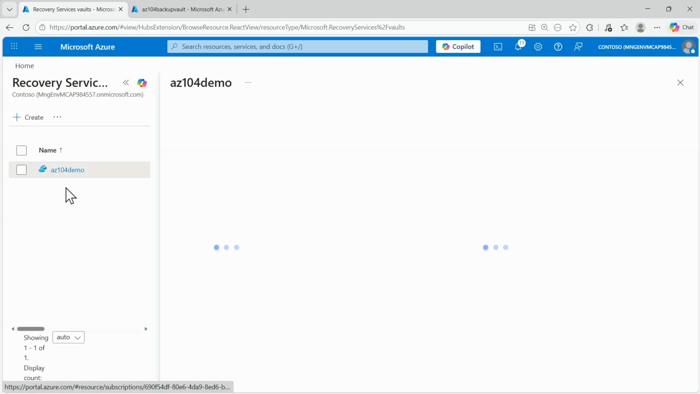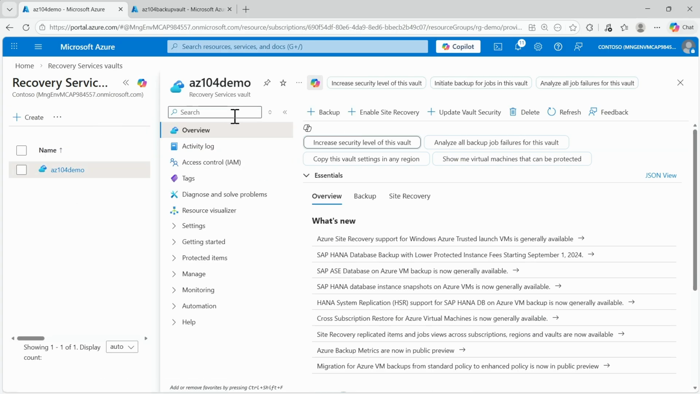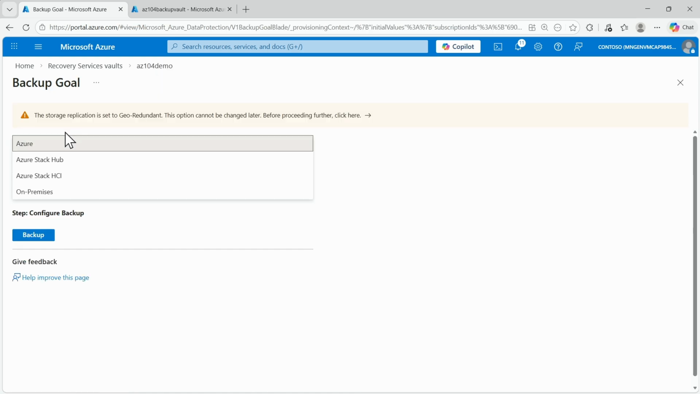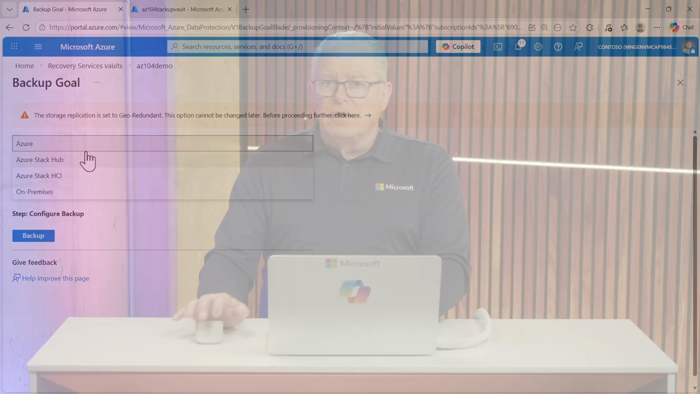So once I get into a vault here, specifically Recovery Services Vault, I want to create a backup policy. And that policy is going to say, where do I want to back up the workload? Is it running in Azure? Is it running on Azure Stack Hub, which is a utility?